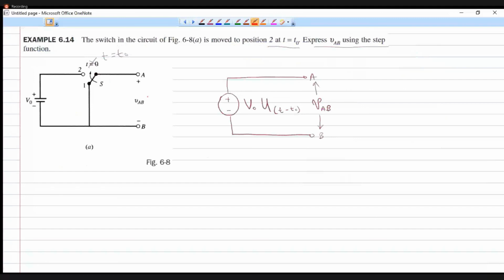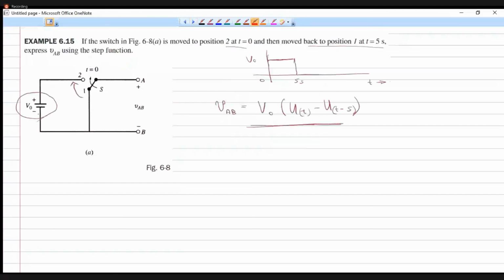So this is similar to the earlier example, in which case the switch is thrown to position 2 at time instant t equal to t naught. So the model equivalent circuit is represented by a constant voltage source having a value v naught into u of t minus t naught.